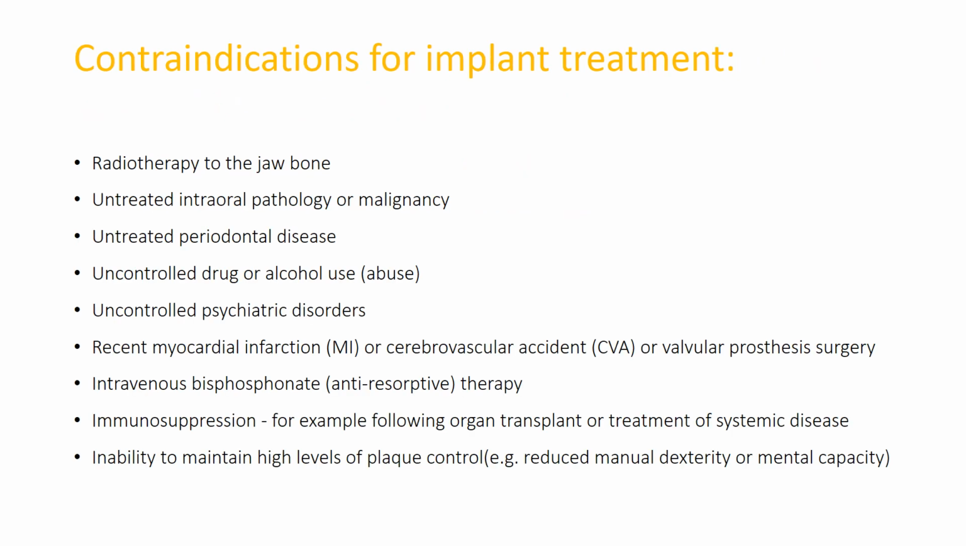Now, after considering the patient, what are the contraindications in which you must not do an implant? Like I mentioned before, they are mainly systemic and local factors. So: radiation therapy, any malignancies, uncontrolled periodontal disease, uncontrolled drug or alcohol use, chain smokers, patients with psychiatric disorders, patients with heart conditions or valvular prosthetic surgeries, patients who have undergone intravenous bisphosphonate therapy recently, patients on immunosuppressants, patients who cannot maintain sufficient plaque control, or patients with diminished mental capacity. In such cases, you must not do implants.